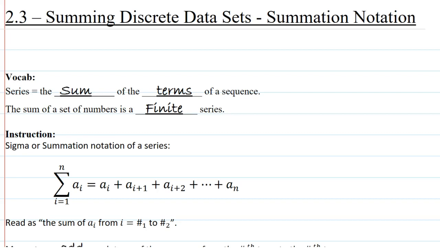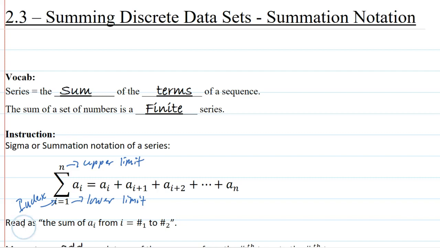So this symbol here is called sigma. You have your index, you have the lower limit, and you have the upper limit. The index can be used as many different letters. It can be an I, a K, an N, whatever letter we want. The lower limit tells you where you're starting, and the upper limit tells you where you're ending.